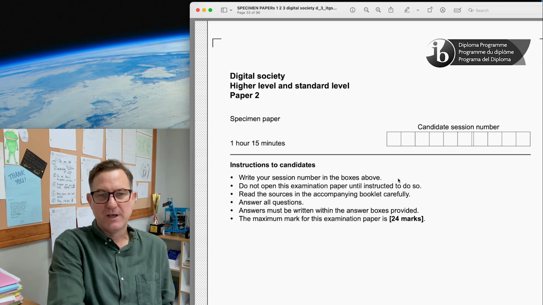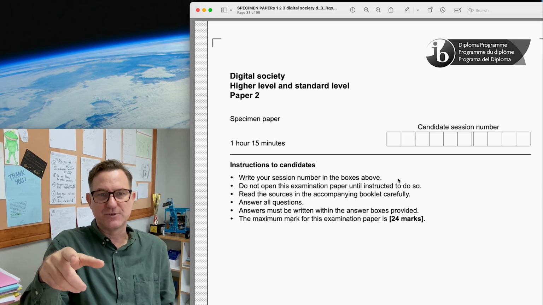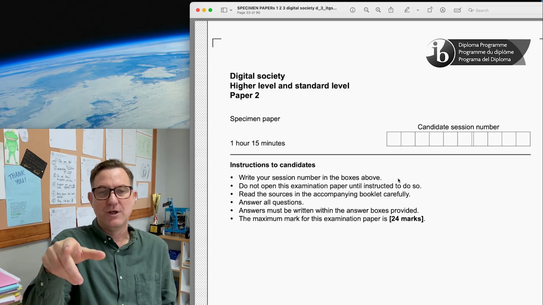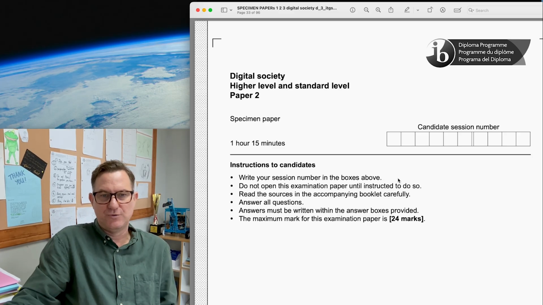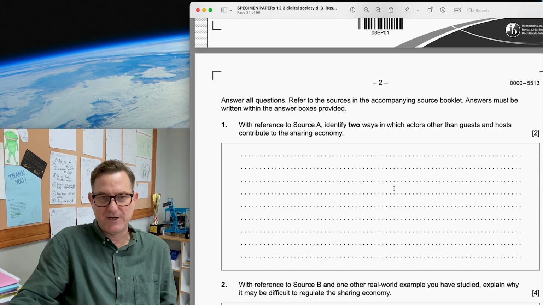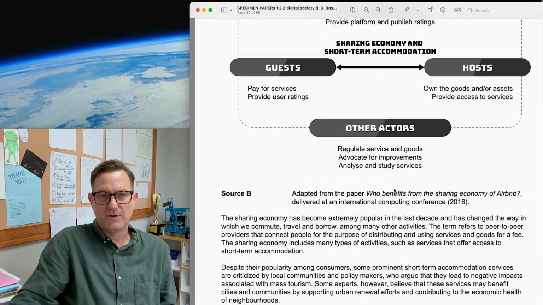Okay, so let's begin with the Digital Society HL and standard level paper. Just be aware, HL and SL do the exact same paper here. Now you're given four sources, so you're given some information. Here it is here.